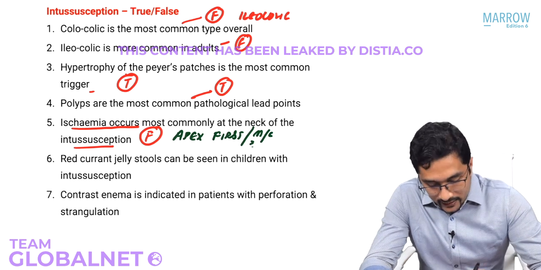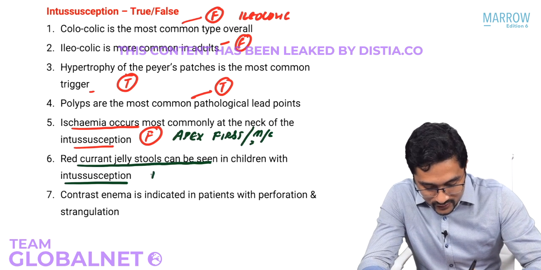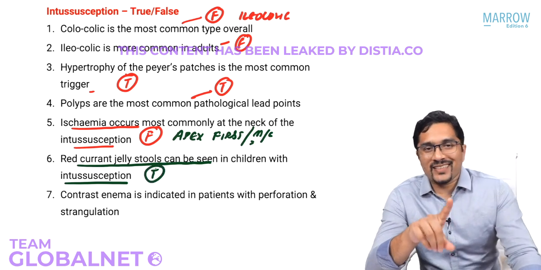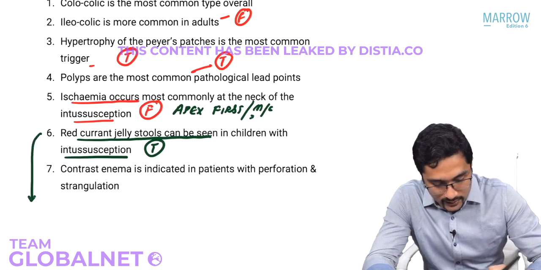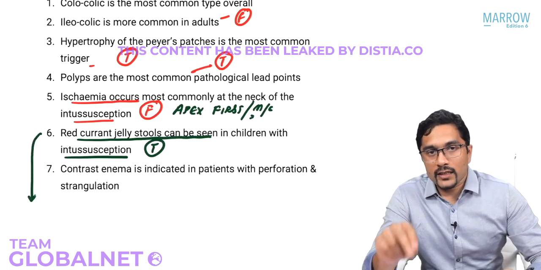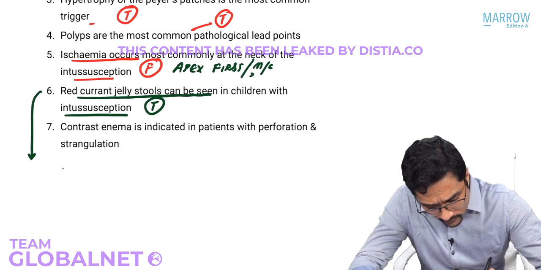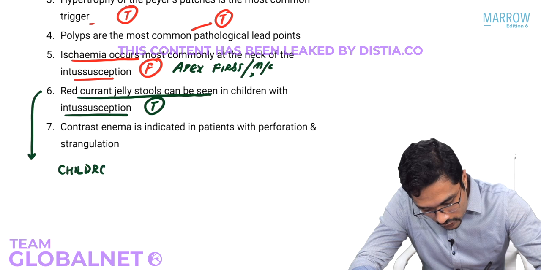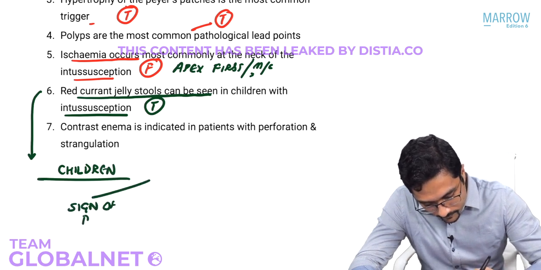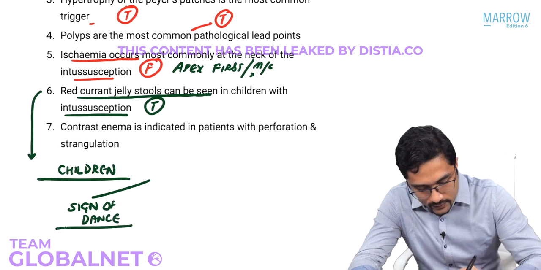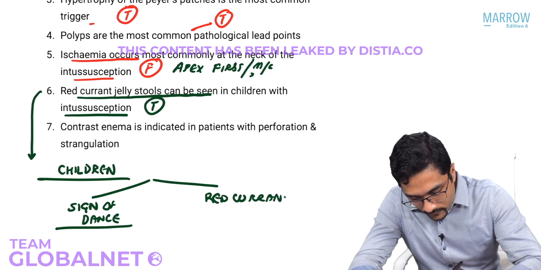Red currant jelly stools can be seen in children with intussusception. This is true, and I forgot to mention this when I was talking about the clinical features of intussusception. So these are two things which you should definitely know in intussusception in children. When you get intussusception in children, one sign which you can get is a sign of dance, and the other one are red currant jelly stools.